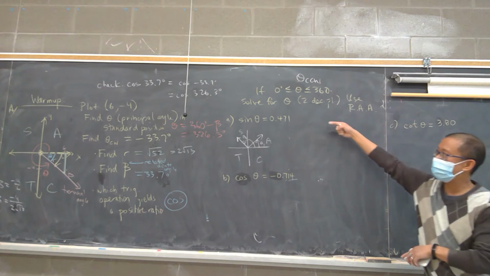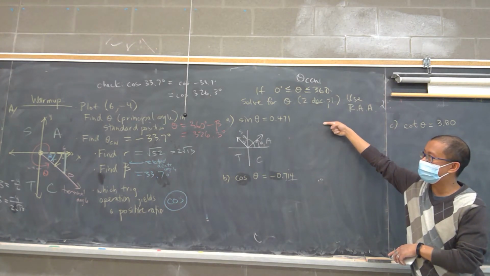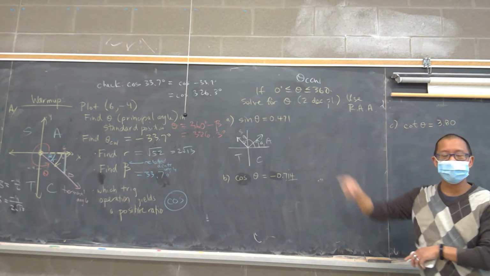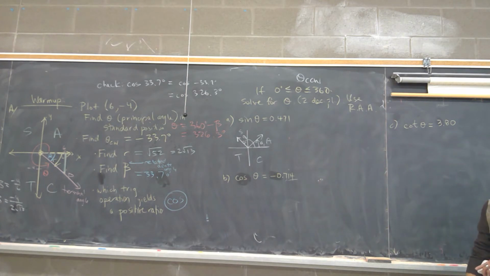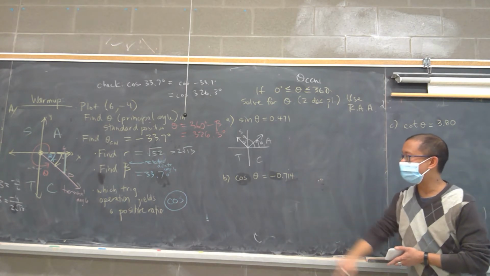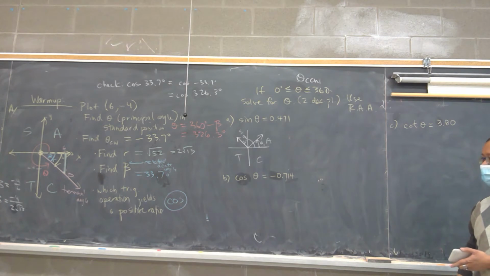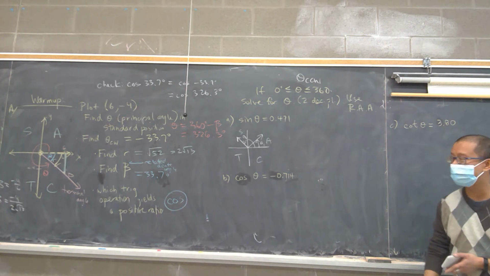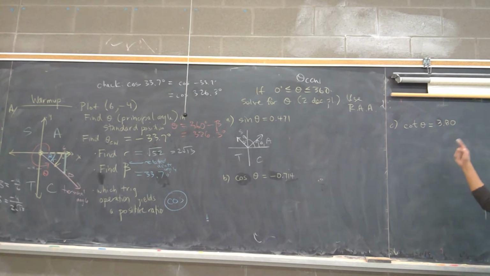So for the first question, the question is sine theta equals 0.471. So we want to find an angle. A lot of you already know the big idea is to use inverse mathematical operations. In question B, notice the question is cosine theta is equal to negative 0.714. In question C, hopefully it's still on the screen, cotangent theta equals 3.80. So let's take a look at question A, and again, pause the video if you have to.